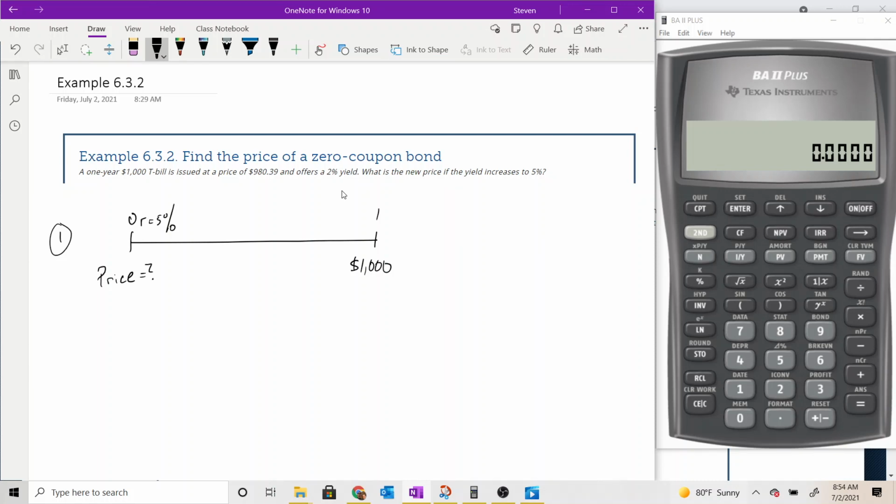Okay, well, in the previous problem, we found that the price of the bond was $980.39 at a 2% yield. And the way we found the price was by finding the present value of the promised future cash flows. We discounted it back to today's dollars using the yield to maturity as the discount rate. We're going to do the same thing again, but before we even do any calculations, let's quickly run through what type of cash flow we've got here. It's a lump sum.